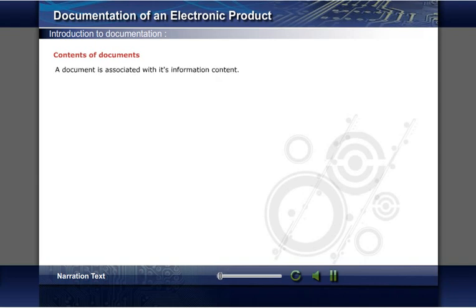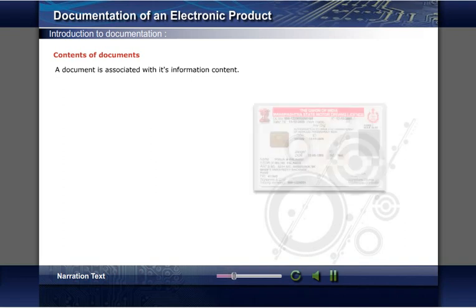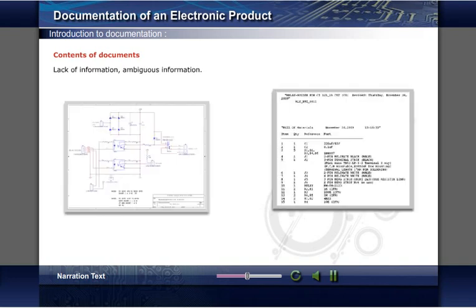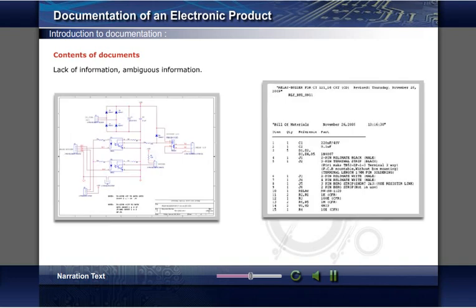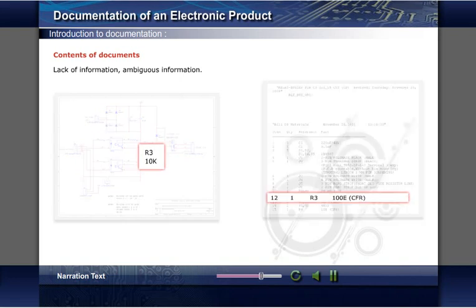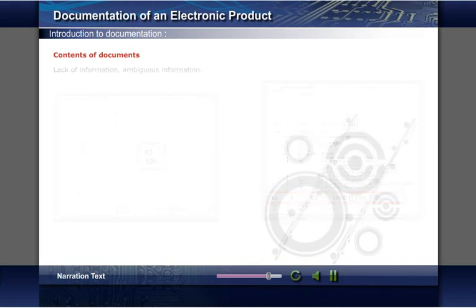The information content of a document is the soul of that document. Any document contains certain specific information. For example, a driving license has information like name, address, and age of the license holder. A document which lacks information creates problems. It either has incomplete information, or the contents are ambiguous. The information may contradict the information in some other document.